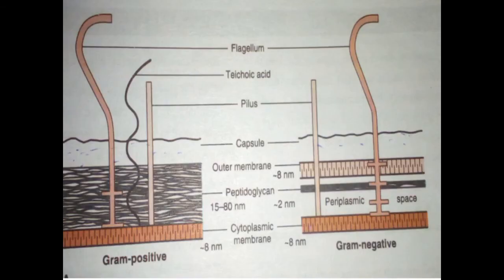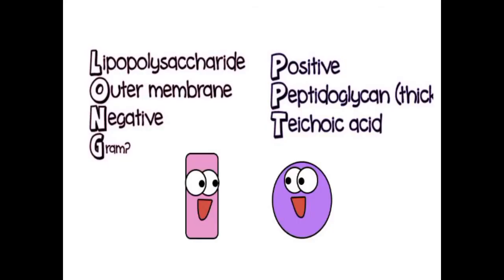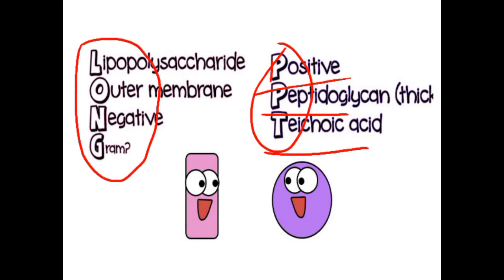You can remember the major difference between gram-positive and gram-negative by a mnemonic. For gram-positive, the mnemonic is PPT. Here, the first P stands for positive and the second P stands for peptidoglycan. In gram-positive, the peptidoglycan layer is very thick and teichoic acid is also present. While in gram-negative, you can use the mnemonic LPS.